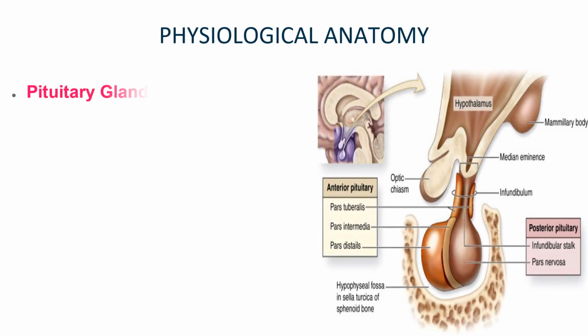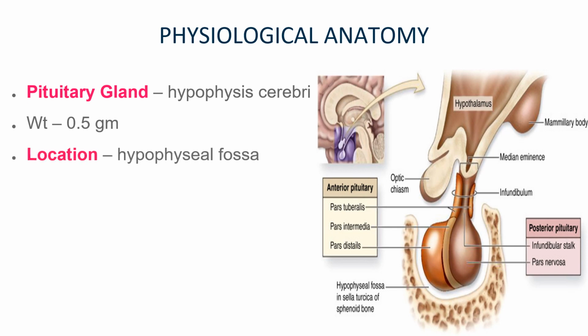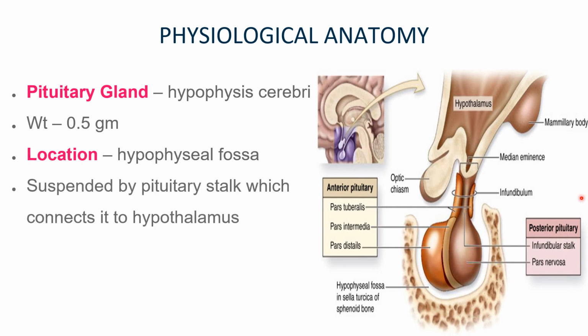Functional anatomy. The pituitary gland, which is also called the hypophysis cerebri, is a small gland which weighs about 0.5 grams and is approximately only 1 centimeter in diameter. It is situated in the hypophyseal fossa, that is the sella turcica of the sphenoid bone. So this is suspended by a pituitary stalk which connects it with the hypothalamus.